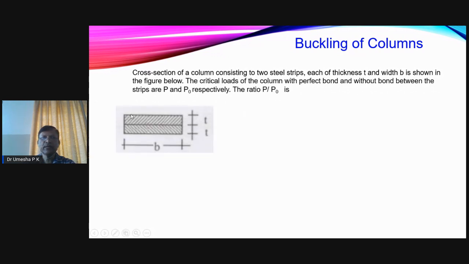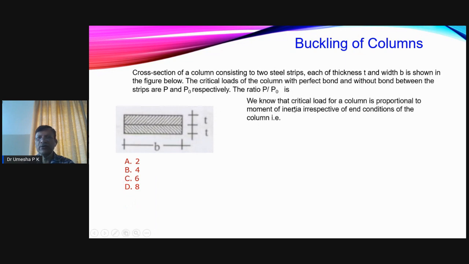So this is the one. They are given two planks of thickness T and breadth B. One time they are without bond, and another time with bond. So with the bond means it will be acting together. So 2T will be their thickness. There are different options.